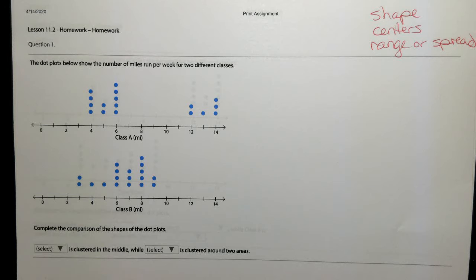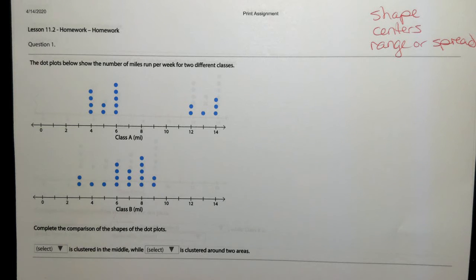One, the shape. Are there clusters? Are there outliers? Are there gaps in data? Any of that describes the shape. Secondly, the centers. We'll probably be using mostly median numbers for centers. And then how widespread is the data? That is also known as the range.